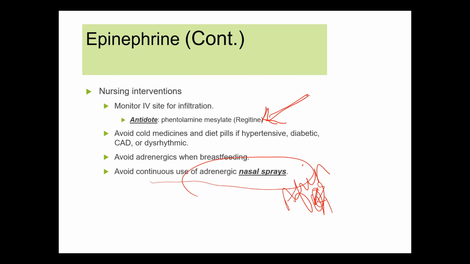You want to watch for the IV site. It's given through the IV or it's given IM. If someone has an EpiPen, it just goes right through the clothes in the thigh, so it's very easy to give. But if it infiltrates, it can cause necrosis, because think about all the vasoconstriction that's going on in your body with this epinephrine. It's constricting your vessels. So if the IV blows and it's getting into your tissues, it's constricting all those vessels and you're not going to get any blood flow. So if that happens, you need to give phentolamine, or Regitine is the brand name.